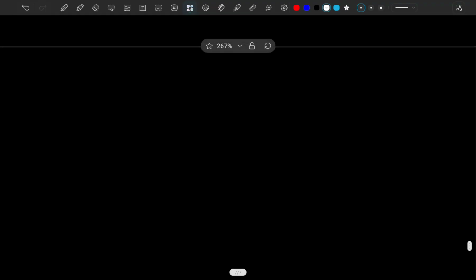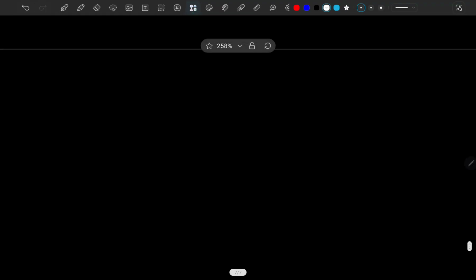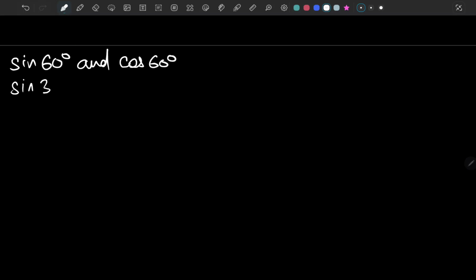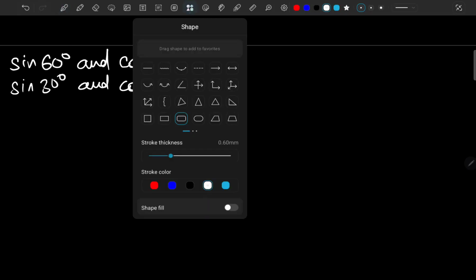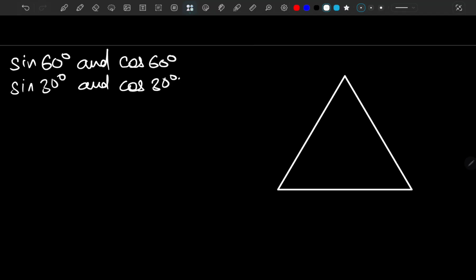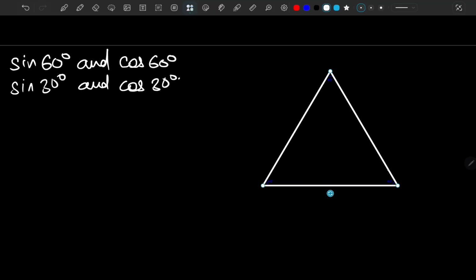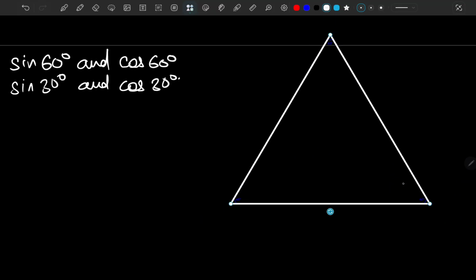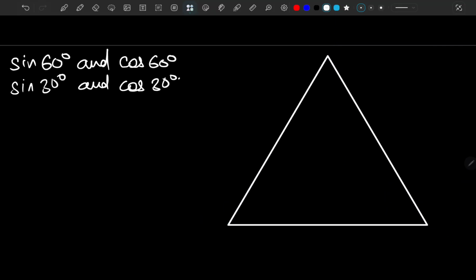So now we are going to talk about sine 60 degrees and cosine 60 degrees, and sine 30 degrees and cosine 30 degrees as well, right? For this we have to consider an equilateral triangle. I think this one is perfect. Yeah, it's 60 degrees each. So let me just make it a little bit bigger, and yeah, we are done with this.